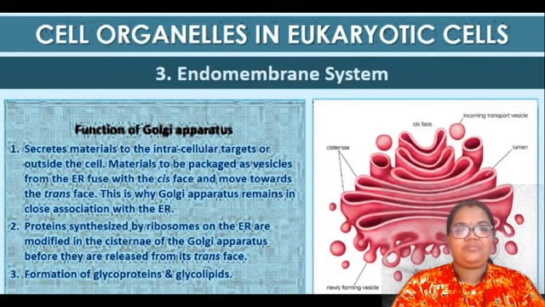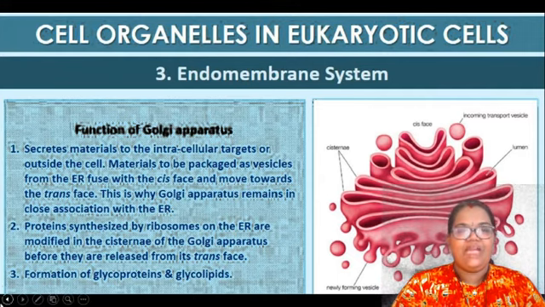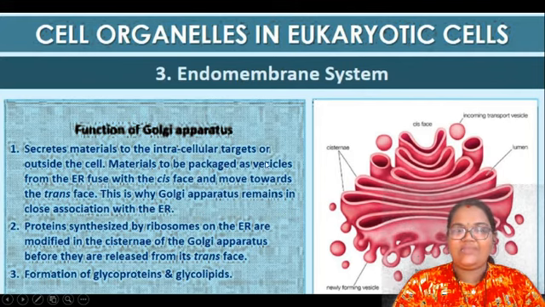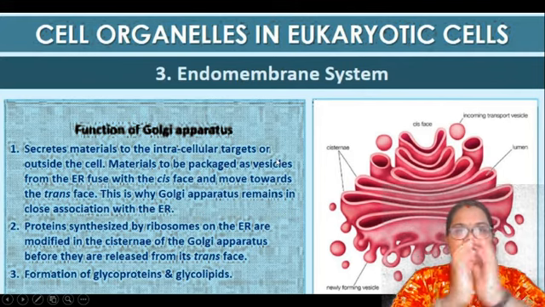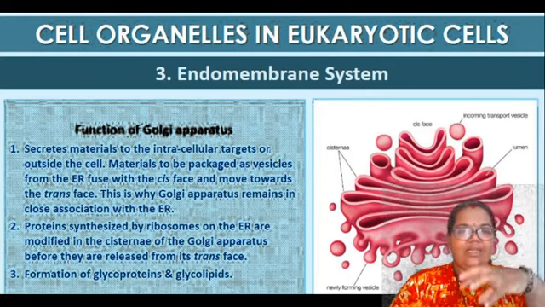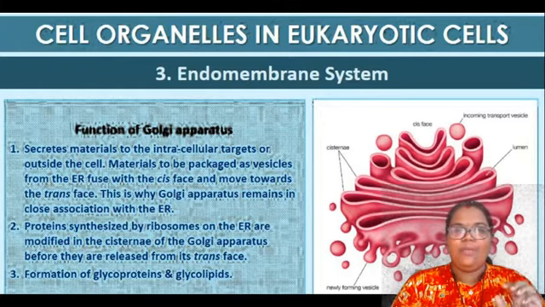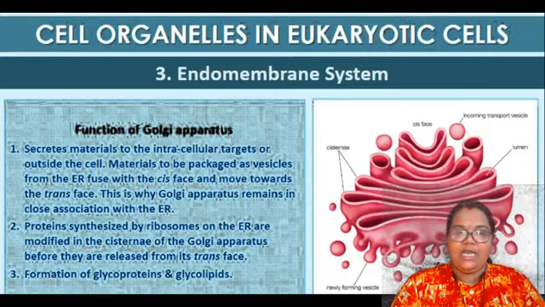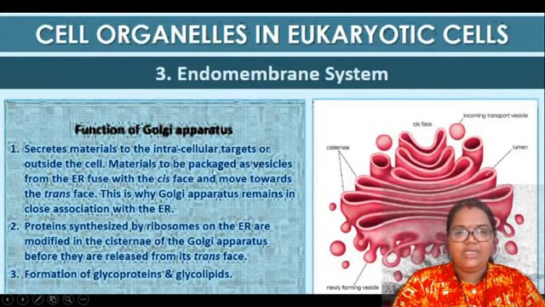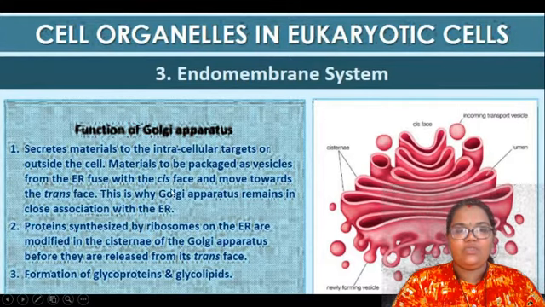There will be proteins or lipids produced by the ER, right? That will be taken into the Golgi body. Materials to be packaged as vesicles will be stored in a round, balloon-like vesicle structure, so the storage, packing, and dispatching is done by the Golgi. Which is actually produced by the ER, right? Here you can see that materials to be packaged as vesicles from the ER fuse with the cis phase and move towards the trans phase.